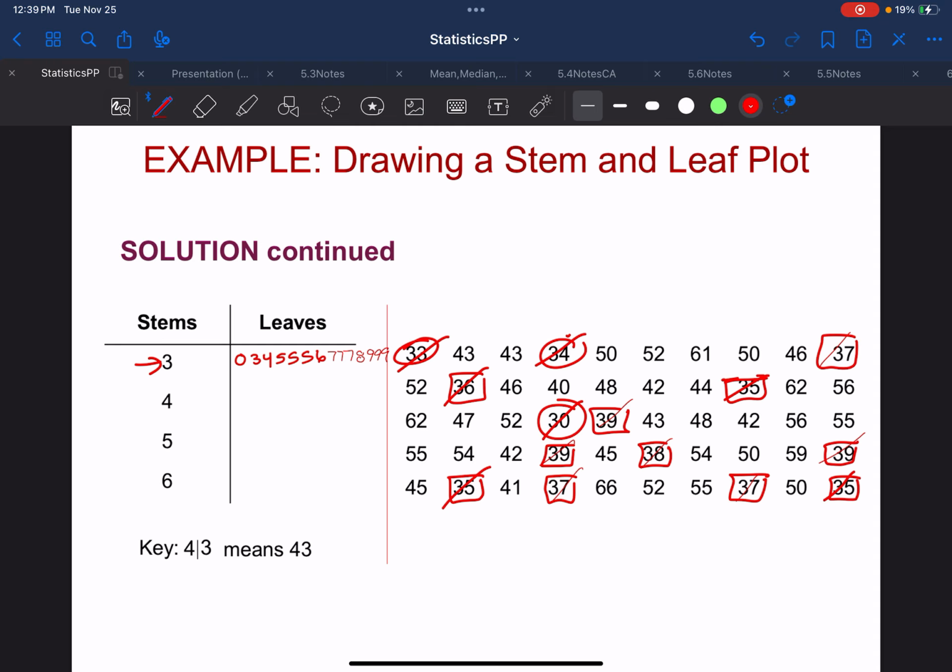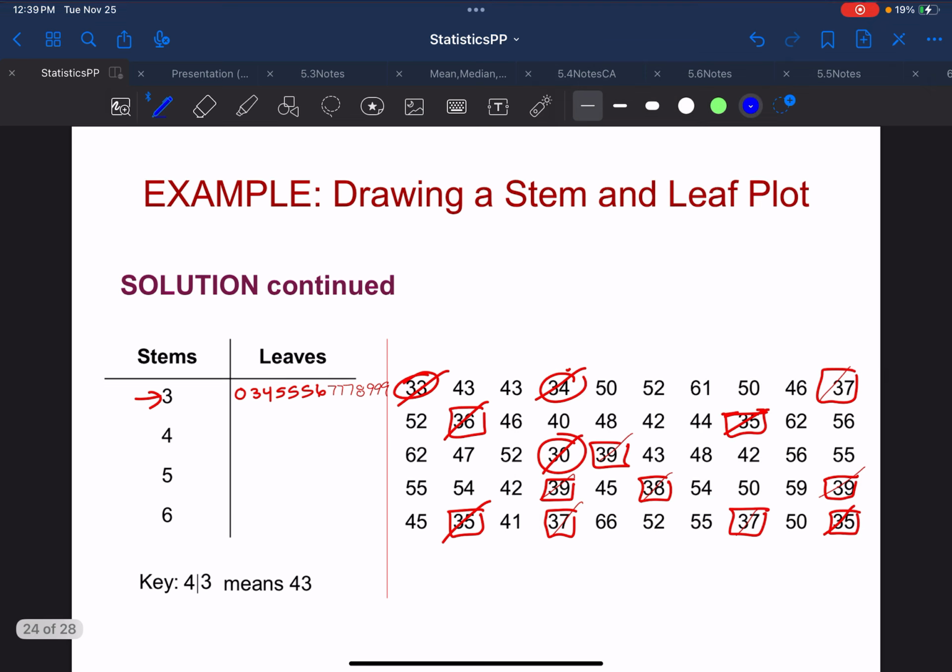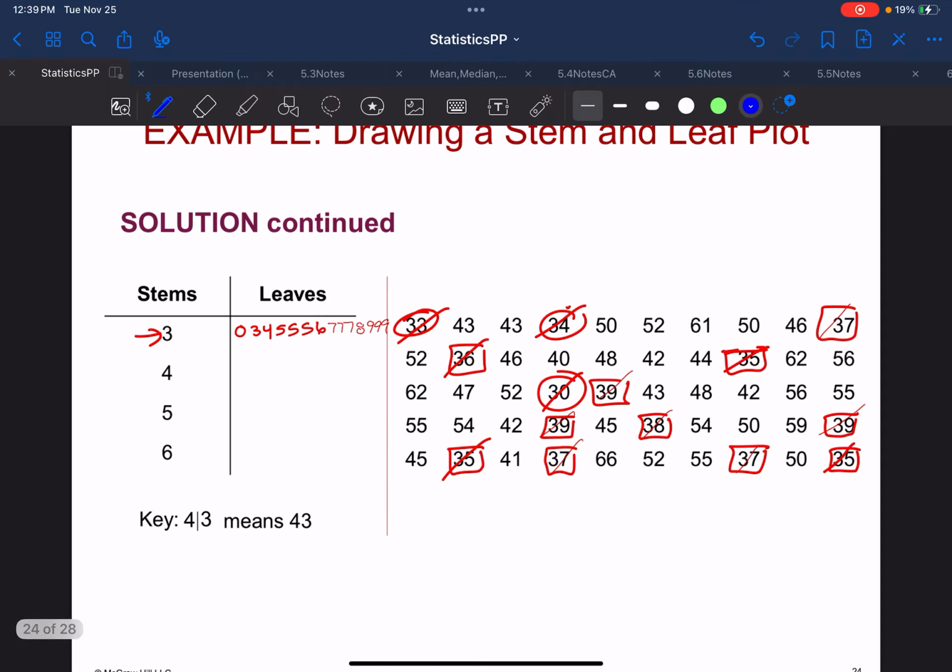Okay, and I'm crossing them out as I go so I can keep up with what I'm doing, so it's really easy to miss a number or make a mistake. So now we will go on to the 4s, and I will look for all the numbers that start with a 4. So 43, 43, 46, 46, 40, 48, 42, 44, 48, 43, 42, 47, 42, 45, 41, 45. I think that's it. And I will go in order.